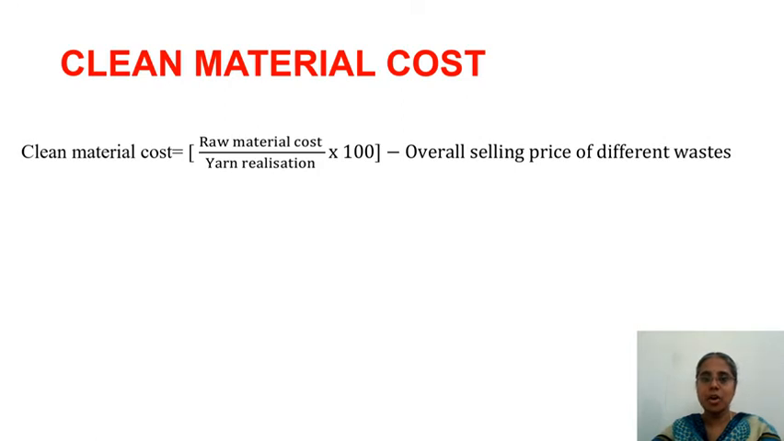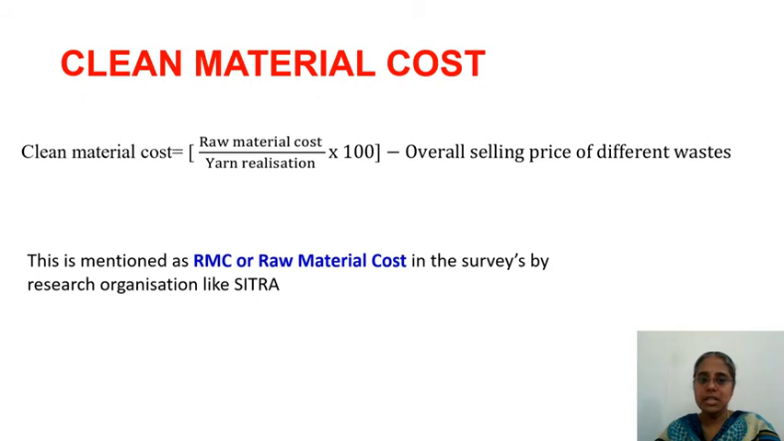Finally, we find the raw material cost or the mixing cost divided by yarn realization into 100 minus the overall selling price of waste. This overall selling price of waste is in rupees per kg of yarn produced, and also raw material cost per kg. This clean material cost is usually termed as raw material cost in the surveys by research organizations like CITRA.